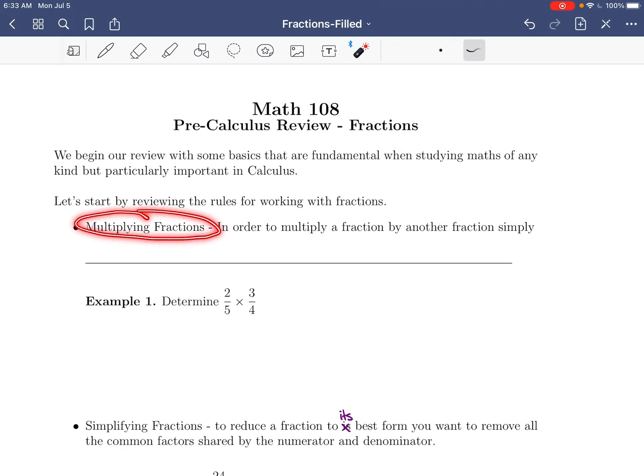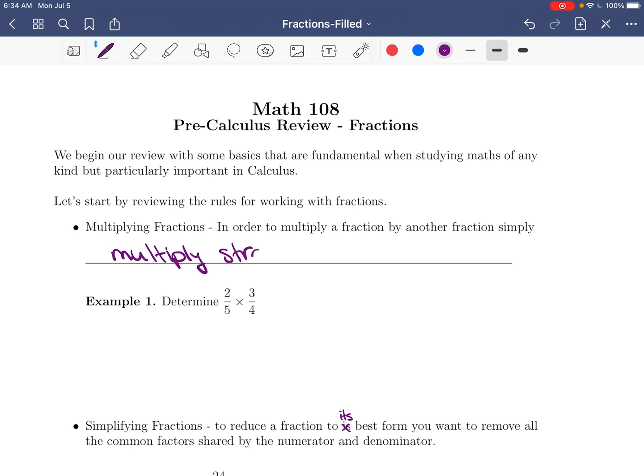When you're multiplying fractions, I'm starting with multiplying and dividing because they're actually easier than addition and subtraction. In order to multiply a fraction by another fraction, you simply multiply straight across. What I mean by that is the numerator, or the top, times the numerator, and then the bottom, the denominator, times the other denominator.